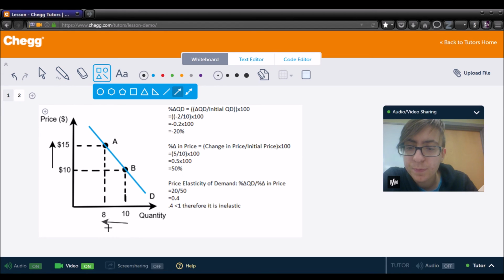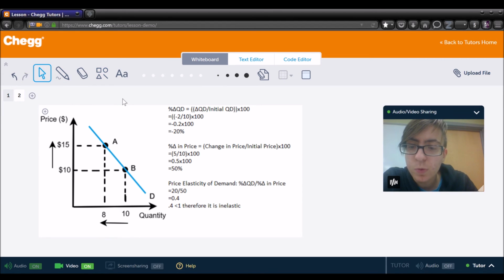Initially, we have 10 units of a good, and it is being charged for $10. So that means our change from 10 to 8 is -2. Our initial quantity demanded was 10 units. So -2 divided by 10 will give us -0.2. We multiply that by 100 and we will get -20%.